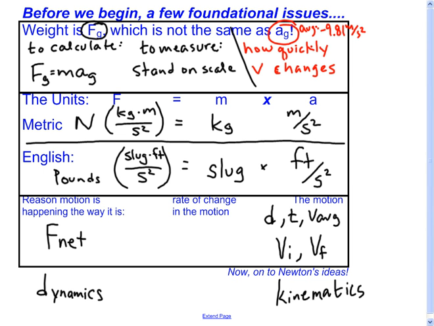Now what's our link? Fnet causes a change in the motion. Net forces cause acceleration. And we can use acceleration to calculate how far an object will go, how long it'll take to get there, its initial speed, its final speed. So our link between the world of kinematics and dynamics is always going to be acceleration. How quickly is it gaining or losing speed?